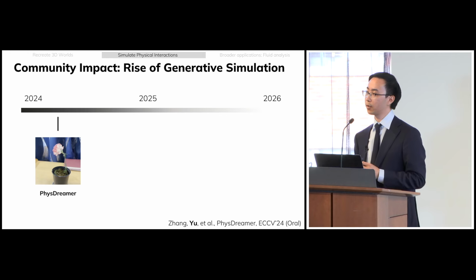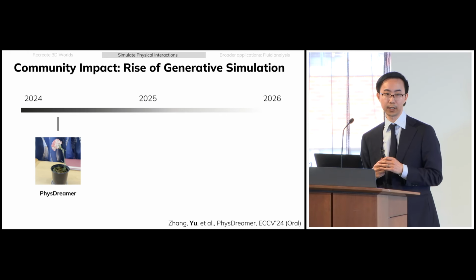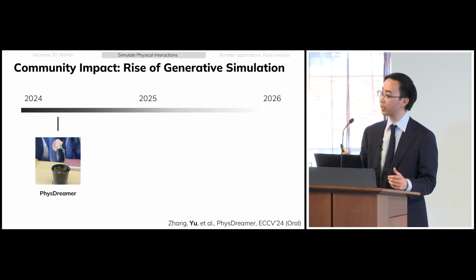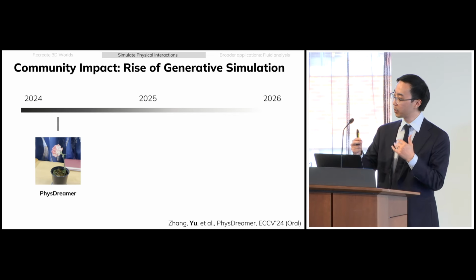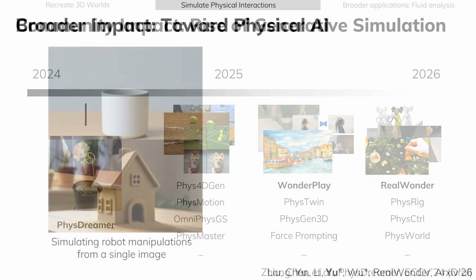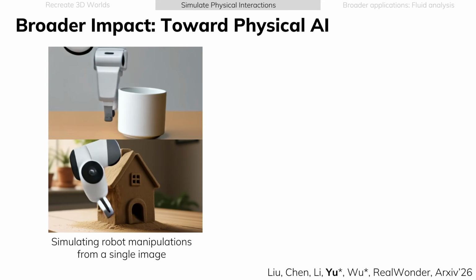Now, this line of work also represents a growing direction that I call generative simulation, where the technical idea is to integrate physics simulation with video generation models to simulate physical interactions. And after the release of my earlier work called PhysDreamer in early 2024, which is the first work in generative simulation, this direction has rapidly taken off. So you can see this "Phys" naming convention in these papers, just like "Wonder" or "World" in the world generation papers. So why does generative simulation matter?